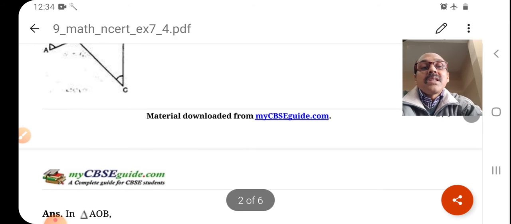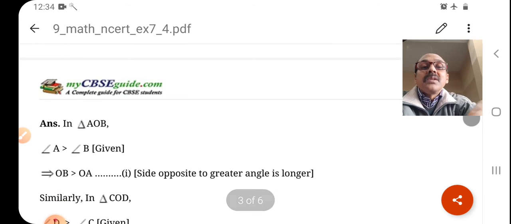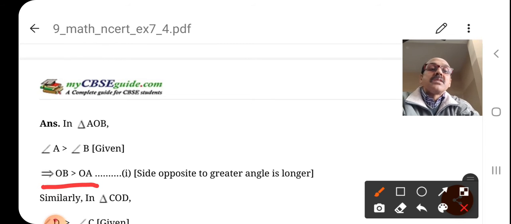Now we can say OB is greater than OA. This is because side opposite to greater angle is longer. Angle A is the greater angle, and the side opposite to it is OB. Angle B's opposite side is OA. So OB is greater than OA. This is equation 1.